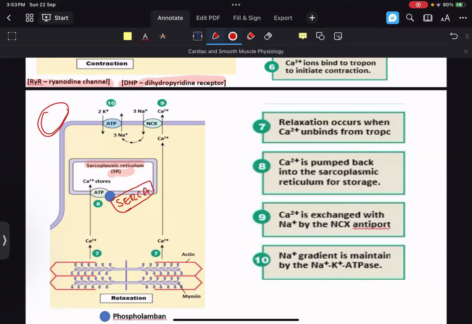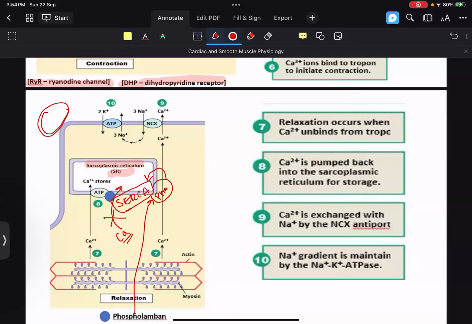But the thing about SERCA is that it has a regulatory protein called phospholamban. Just this one over here. And normally, under normal conditions, the phospholamban is inhibiting SERCA. So let's say you have calcium here, and you have phospholamban attached to SERCA, and you want to put this calcium back to the sarcoplasmic reticulum. Under normal conditions, this phospholamban is inhibiting SERCA, and you cannot get the calcium back inside the sarcoplasmic reticulum.